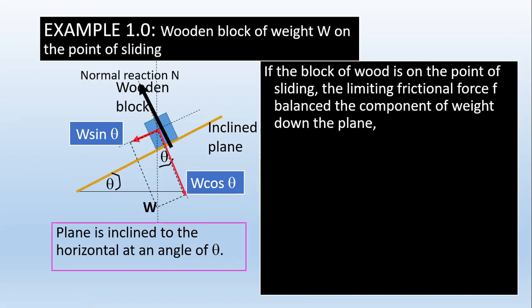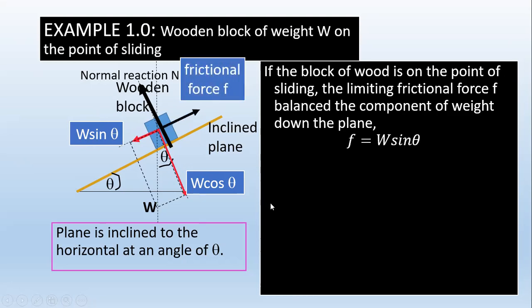If the block is on the point of sliding, you can increase the angle, then the frictional force will start to increase. Right? So when it's on the point of sliding, this is called the limiting frictional force. It balances the component of weight down the plane. So it's going to slide down, so the frictional force is going up the slope. In this case, the frictional force up the plane equals that. That's your frictional force.